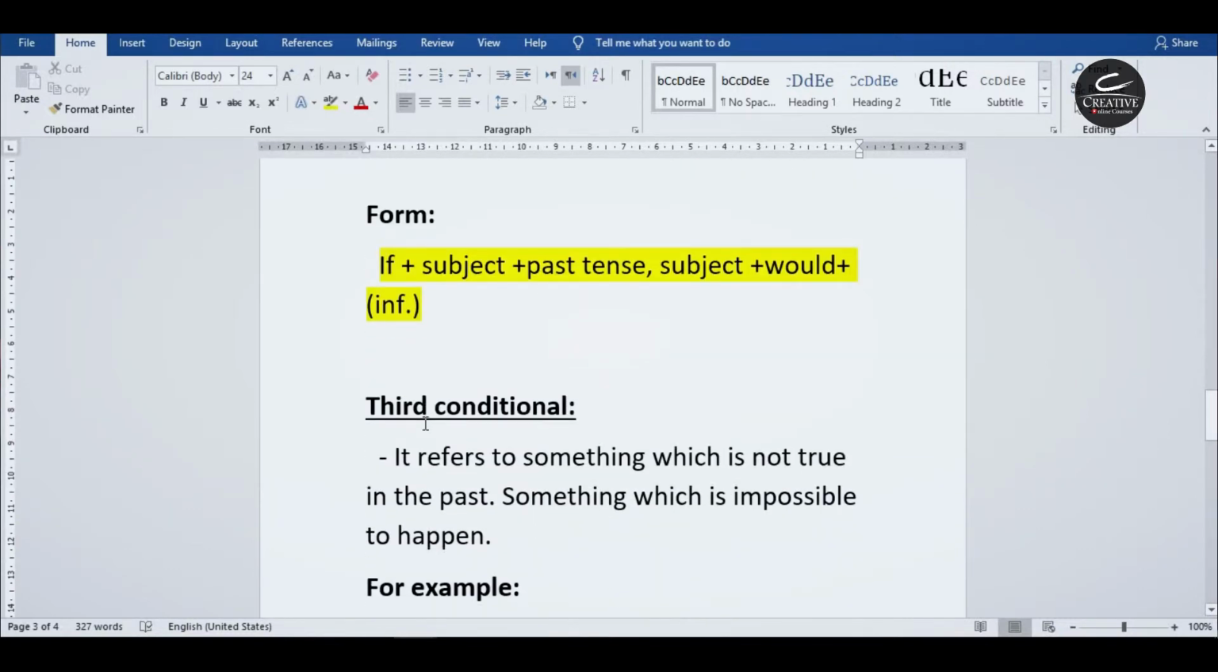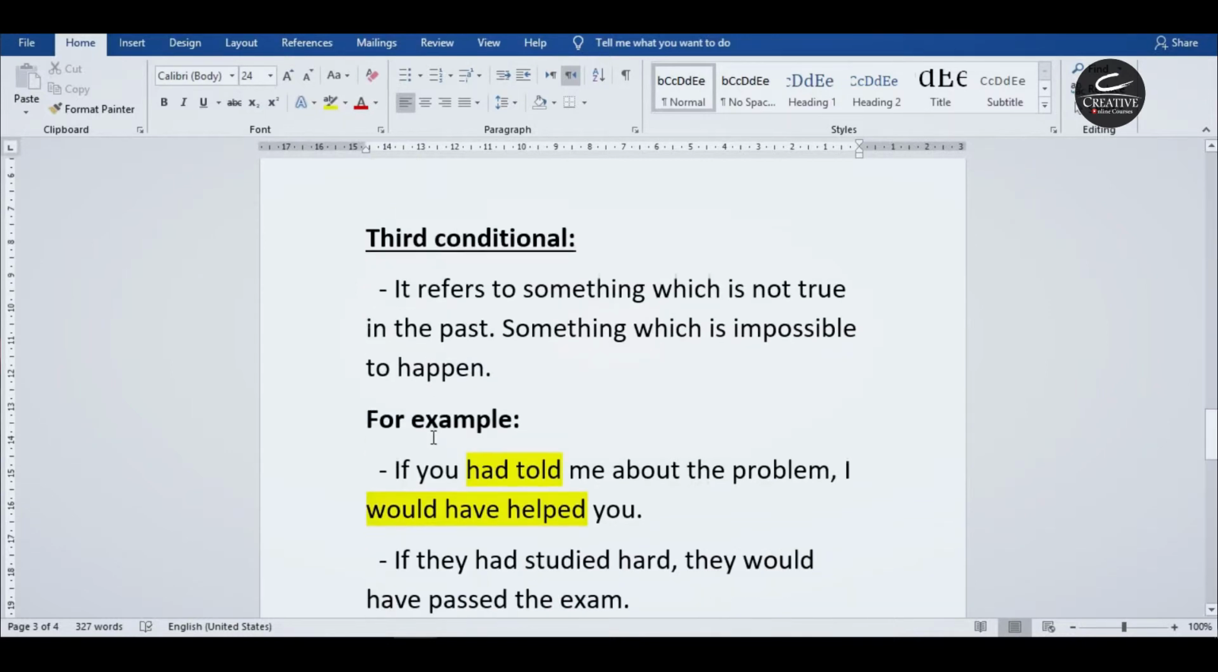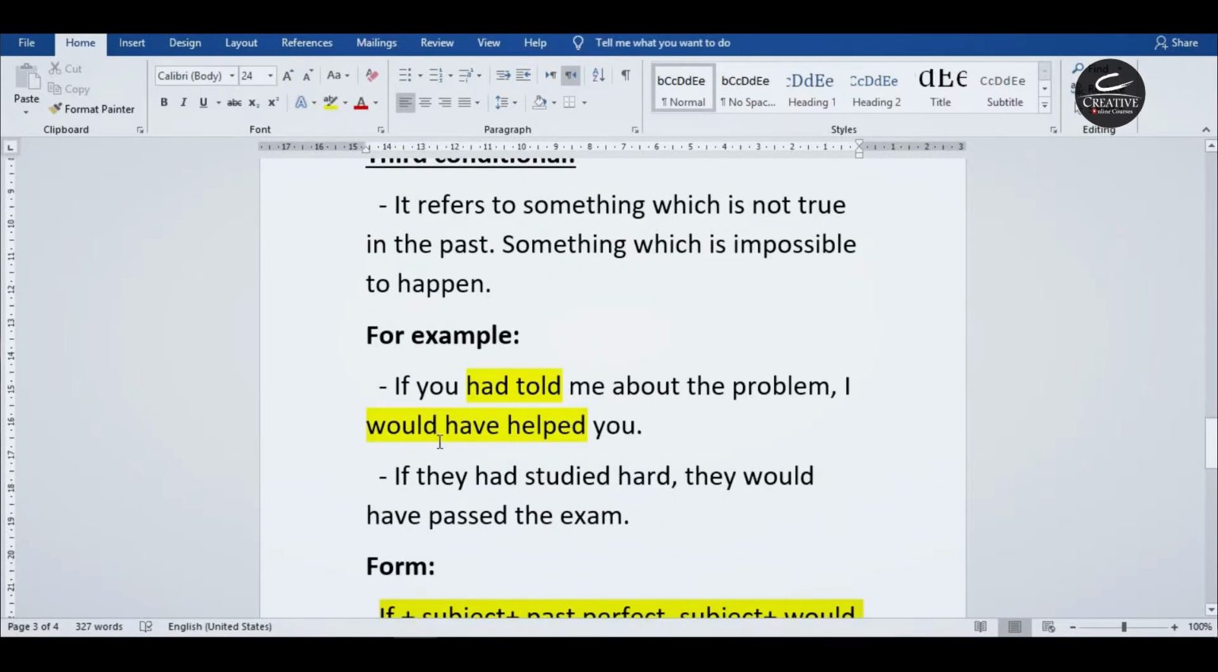We have also the third conditional of if. We use it if you want to talk about something which is impossible to be fulfilled, and we use in it the past perfect and would have plus the infinitive, would have plus the past participle.